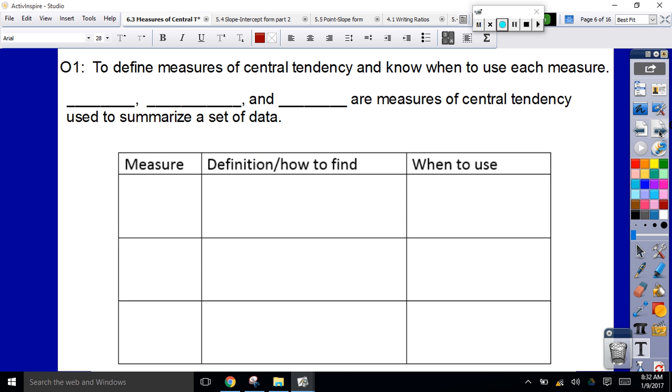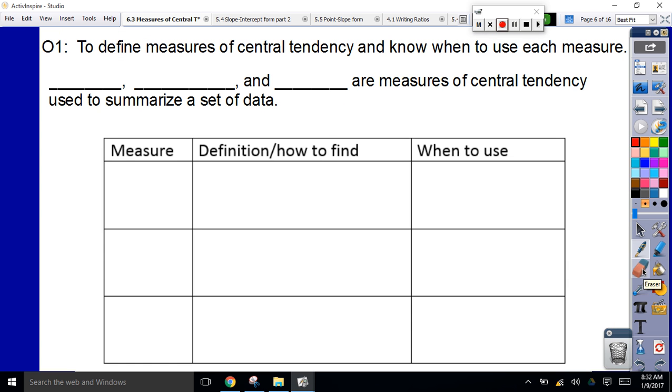Okay, so our first objective is to define measures of central tendency. Central just means center or middle. So it's like finding measures of the middle and knowing when to use each measure. So mean, median, and mode are the measures of central tendency that we use to summarize a set of data.